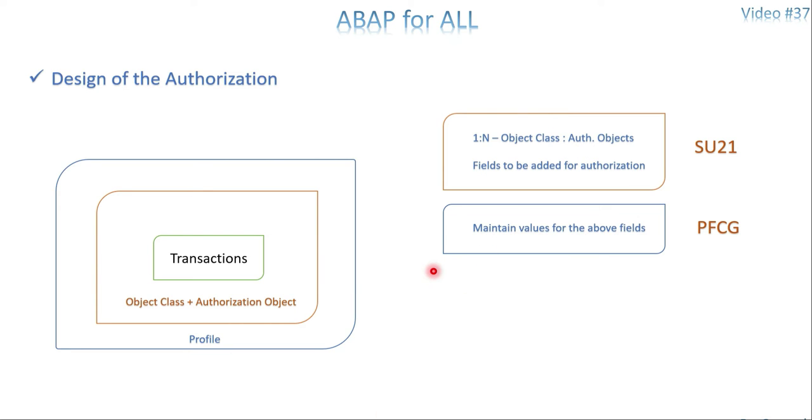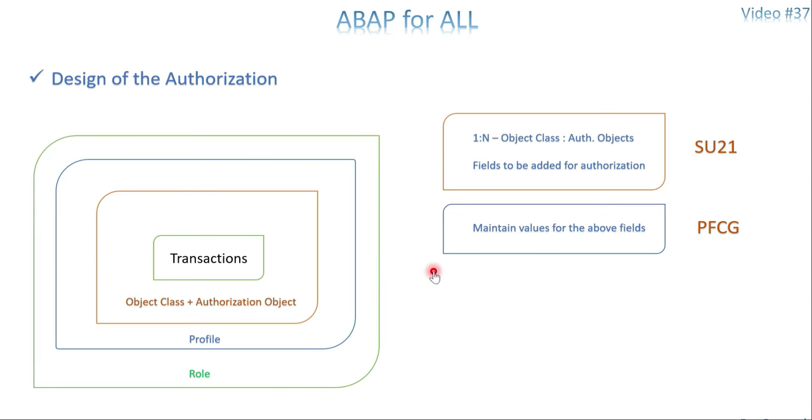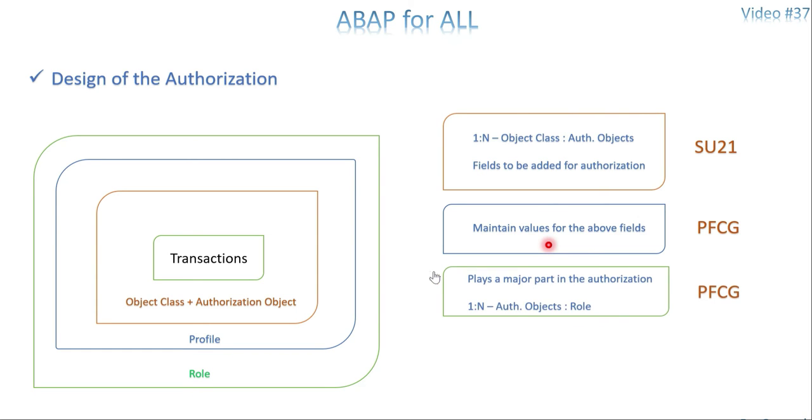Another layer, the third layer, is role. Role actually plays a major part in the authorization objects. I have an object, and I have values for the object. For example, take transactions: I have 3 custom transactions maintained in my authorization field. On top of it, we create a role, because a role acts as a bridge between your authorization object and the user. That is a very important area of the entire authorization object concept.